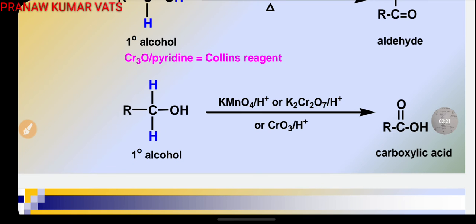The same oxidation can be carried out with the help of acidic KMnO4, acidic K2Cr2O7, or acidic chromic acid. When 1 degree alcohol is oxidized, this reaction results in oxidation of alcohol finally to carboxylic acid via the formation of aldehyde as an intermediate.